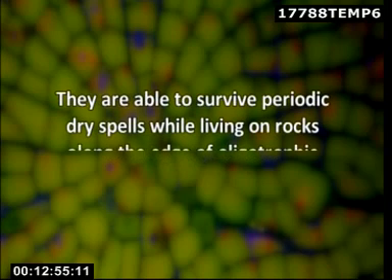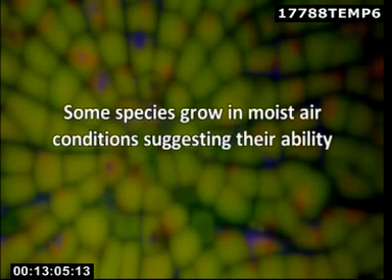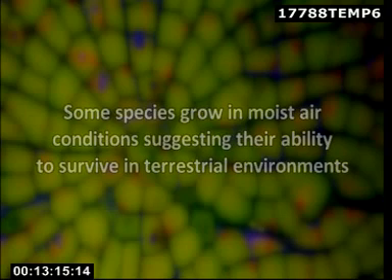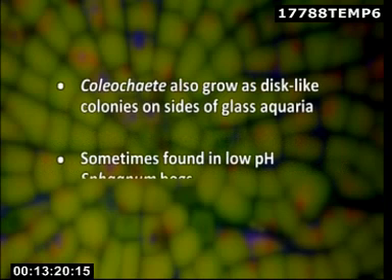They are able to survive periodic dry spells while living on rocks along the edges of oligotrophic freshwater lakes and ponds. Some species grow in moist air conditions which suggests their ability to survive in terrestrial environments and reinforces the evolutionary link with the land plants. Coleochaete can also grow as disc-like colonies on the side of glass aquaria and is sometimes found in low pH sphagnum bogs. However, the genus has not been found in brackish or more extreme habitats.